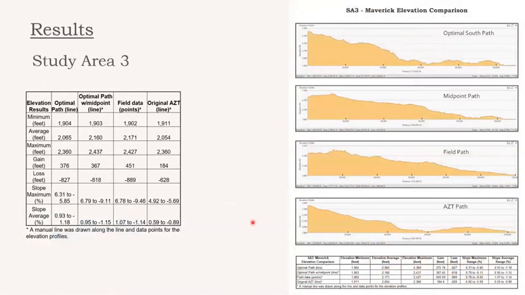An elevation profile comparison shows the midpoint path and the field data were very similar, and the optimal south path and the Arizona Trail were alike. The most significant difference was between the original Arizona Trail and the field data points. The biggest reason for the slope change is that the Arizona Trail is approximately 75% on an old forest road. Based on my analysis of the two elevation profiles, the midpoint path is the more favorable path.